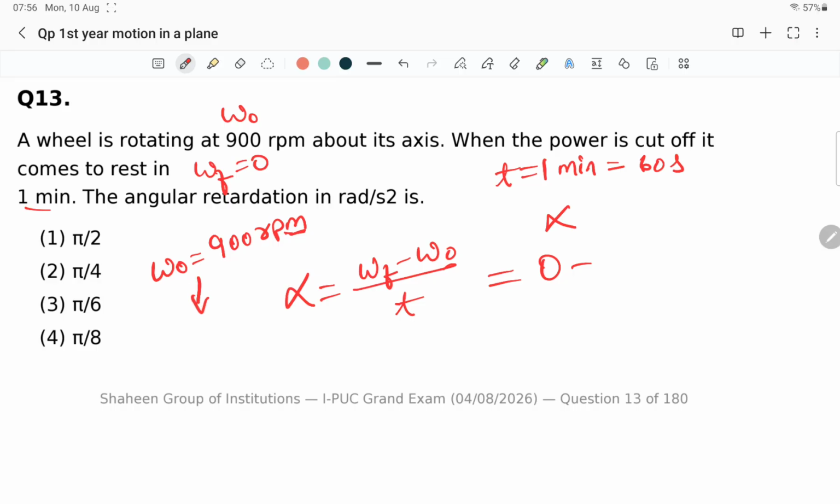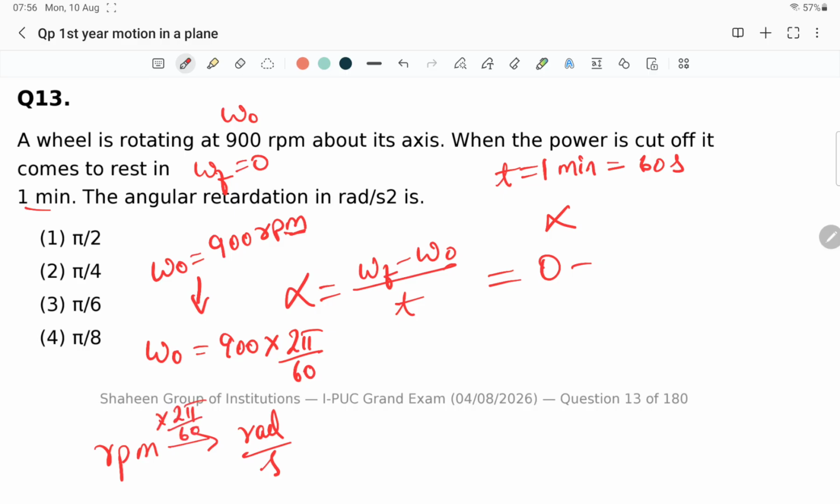So omega naught needs to be converted. How do I convert 900 rotations per minute into radians per second? It is multiplied by 2 pi by 60. Remember this, when you're converting rpm to radians per second, you need to multiply by 2 pi by 60. Rotation you can remember as 2 pi, 360 degrees, and per minute comes as divided by 60. So when you solve this, you get 30 pi radians per second.